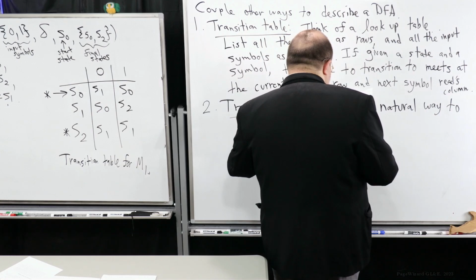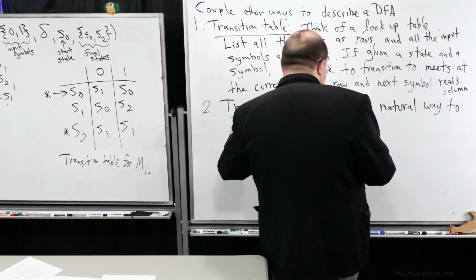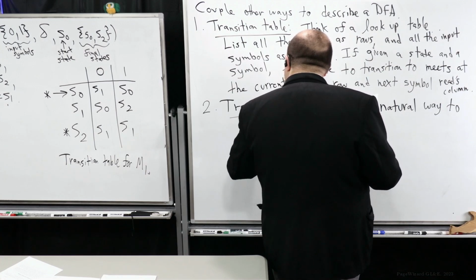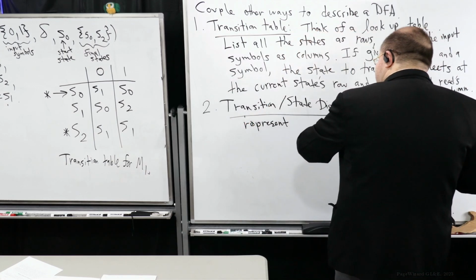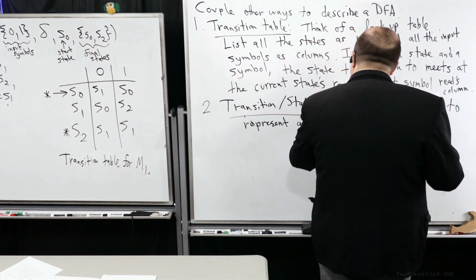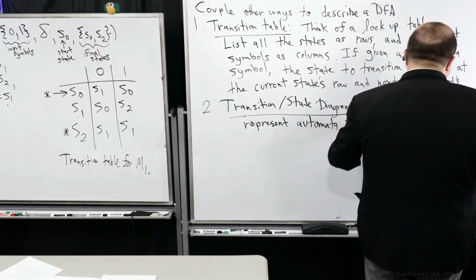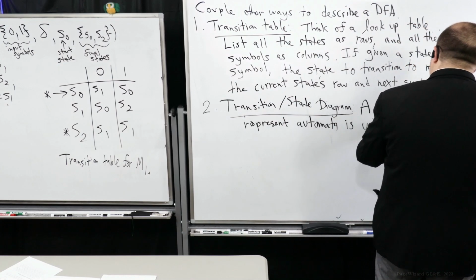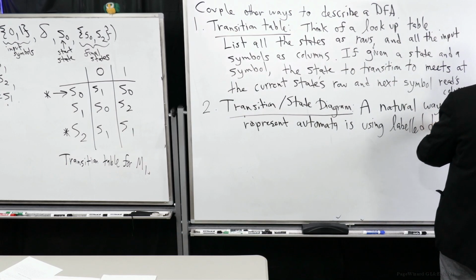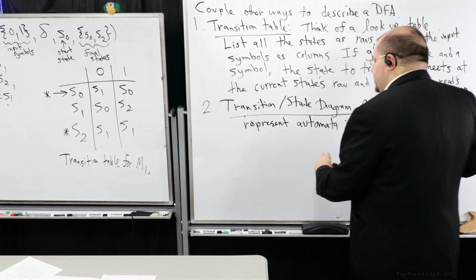A natural way to naturally describe, oh, instead of saying describe, let's use the word represent. Just to change it up, just add a little garlic instead of salt and pepper. Represent automata. Remember, that's plural. Automata using labeled directed graphs. Directed graphs with loops.